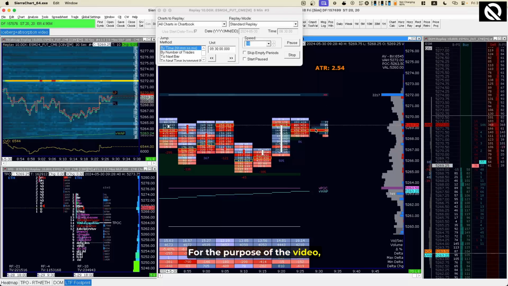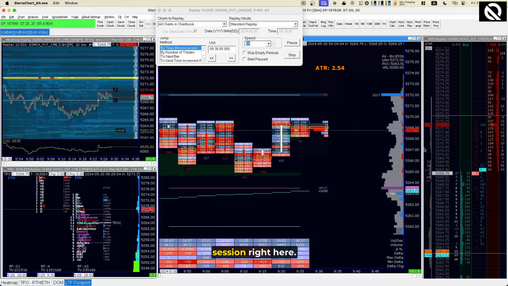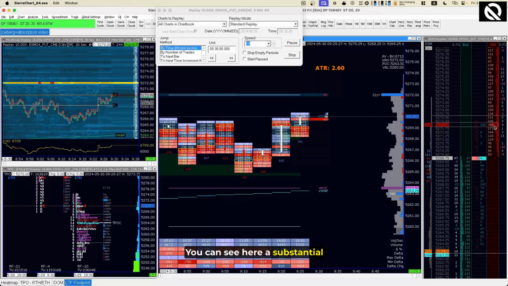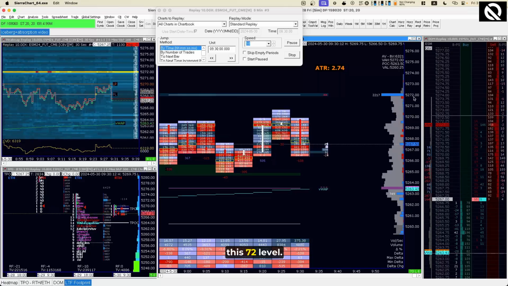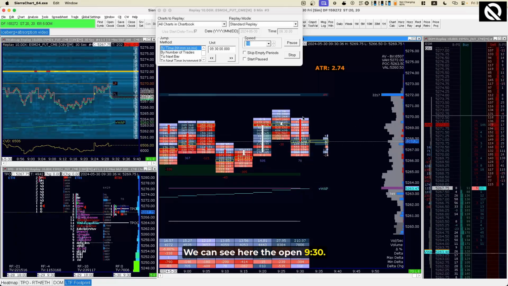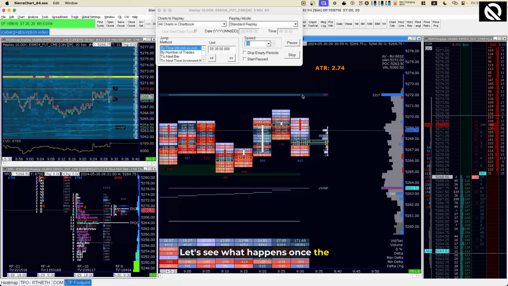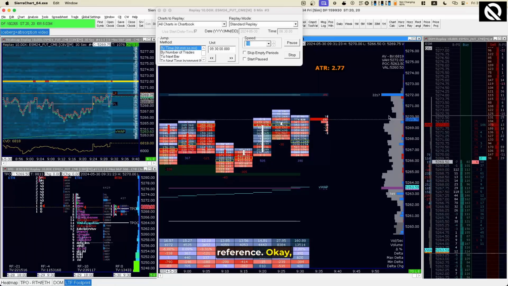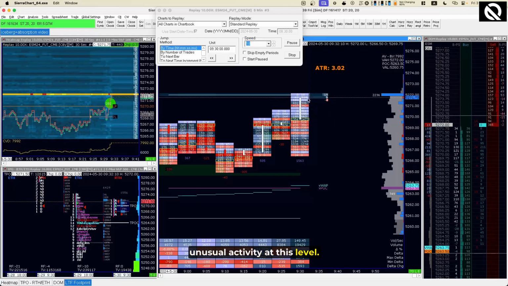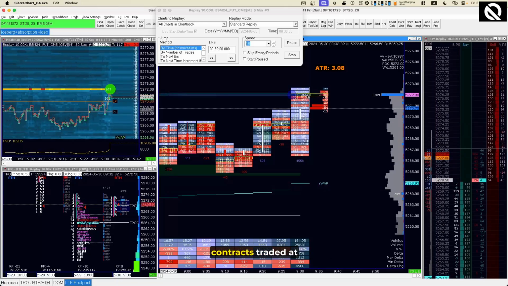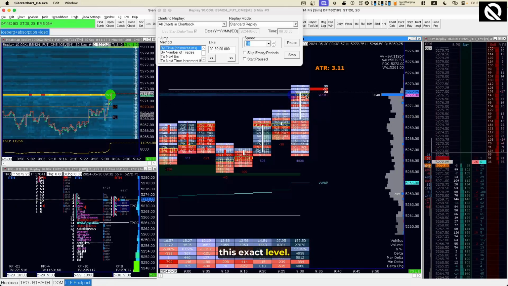For the purpose of the video, of course, we are speeding up this session right here. You can see a substantial amount of volume keep building up at this 72 level. You can see here the open, 9:30. Let's see what happens once the market goes towards this reference, okay? So we know there was some unusual activity at this level. We can see again how many contracts traded at this exact level.